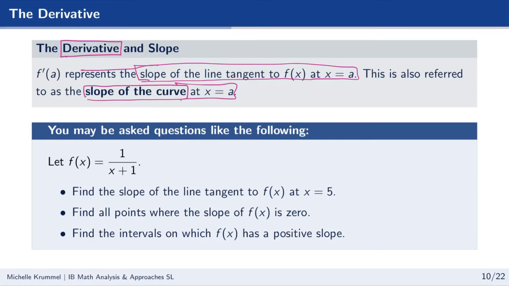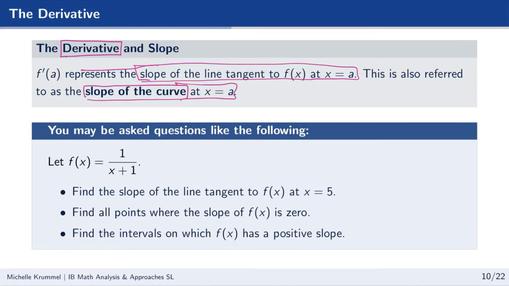So we have lots of different ways we can describe the derivative. We can call it the derivative. We can call it the instantaneous rate of change. We can call it the slope of the curve. We can call it the slope of the line tangent to the curve at a certain point.